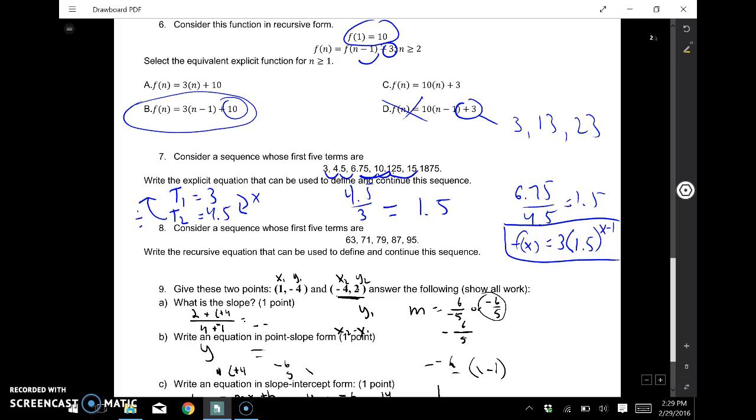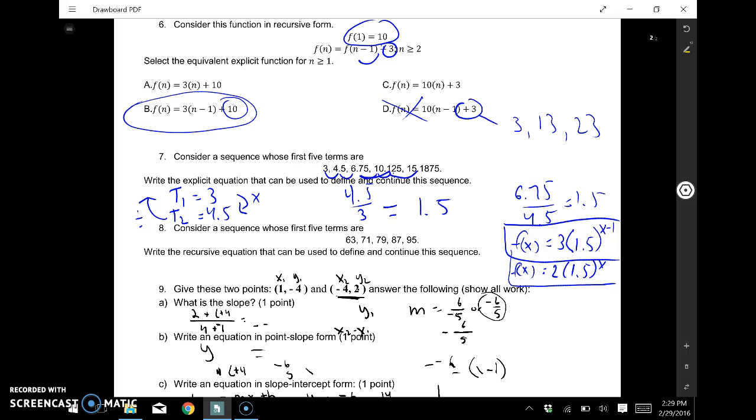Now if you don't want to use the first term, you want to go back to term 0, it would be f of x is equal to 2 times 1.5 to the x. That would work too, because we're going back to term 0. We don't need that x minus 1. We'll get more into translating that function later with the x minus 1.